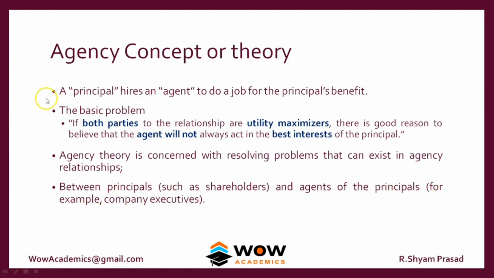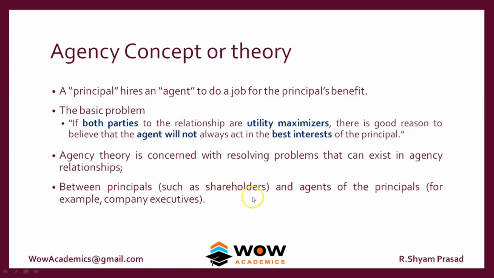So whenever we use an agent to do a principal's work, what happens is the agent might start to act in his own self-interest. So if both parties to the relationship are utility maximizers, there's good reason to believe that the agent will not always act in the best interest of the principal. So the shareholder wants to make money.